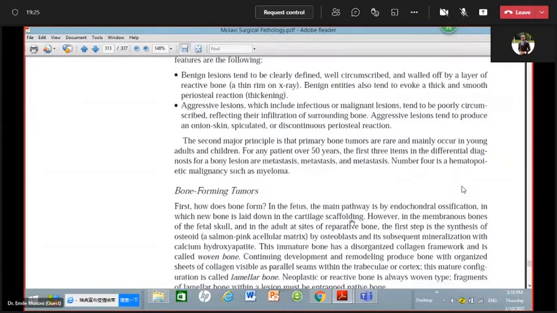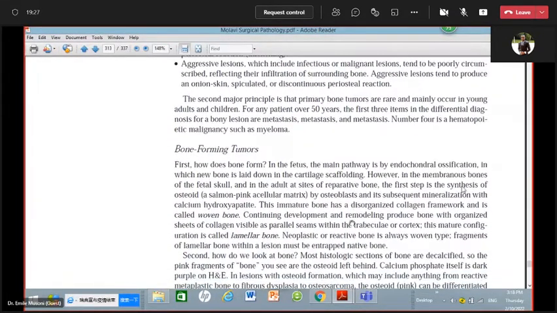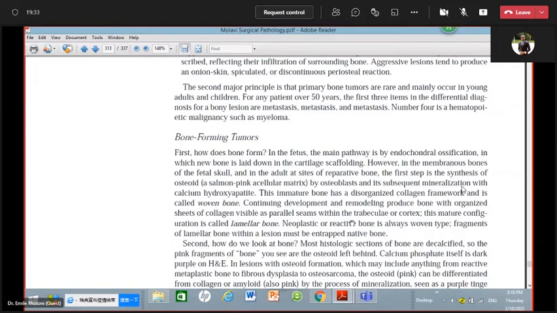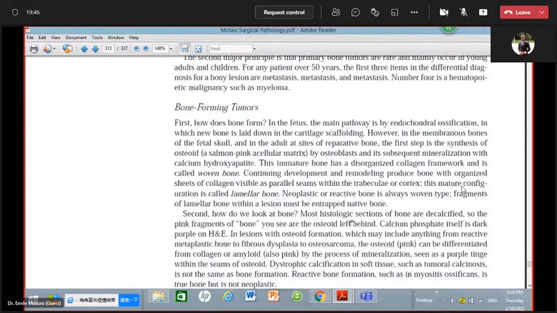Let us see the bone forming tumors. First of all, how does bone form? This one I have seen in endochondral ossification, I have seen it in histology. In intramembranous ossification, I have seen it in histology. I won't repeat again.